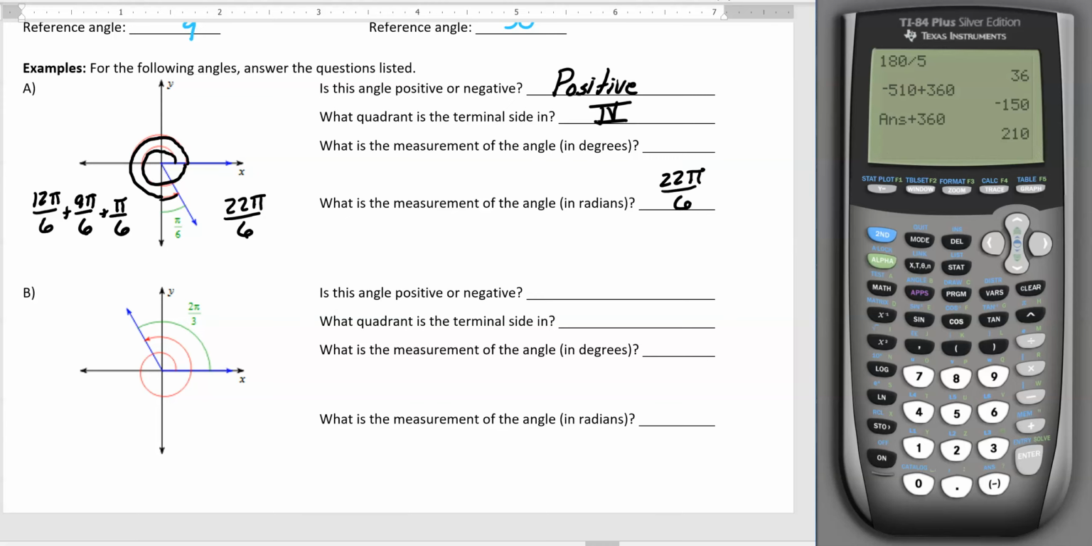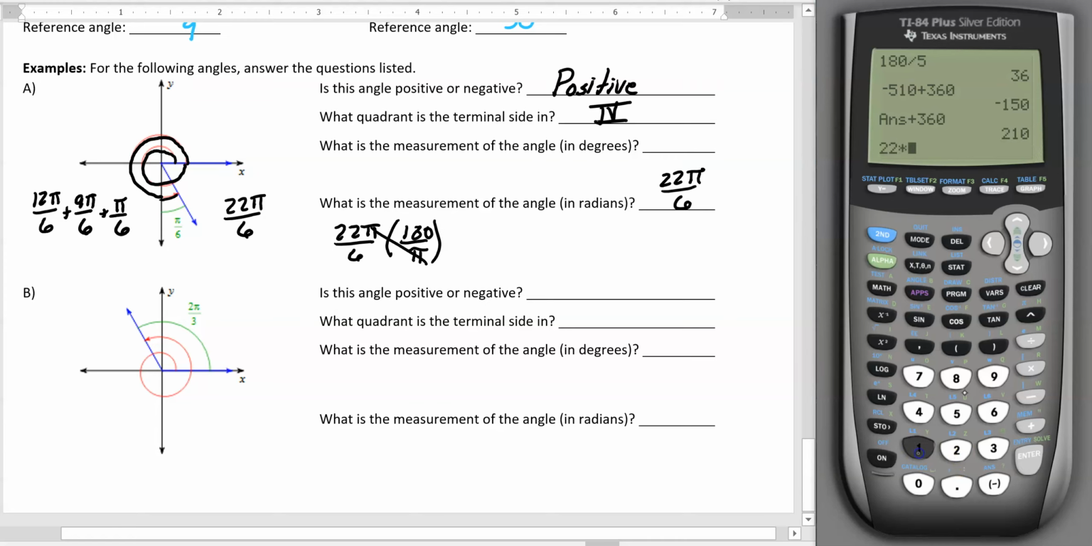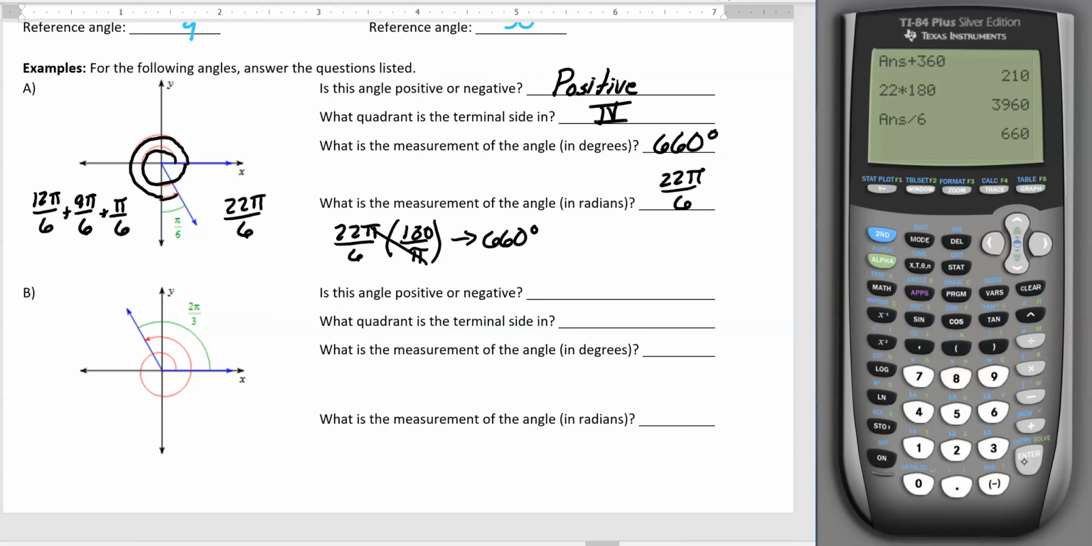Now, what's the measurement of the angle in degrees? Well, to convert, I do 22 pi over 6 times 180 over pi. The pi's cancel, so I would do 22 times 180. It's 3,960, and I'm dividing that by 6, and I get 660 degrees. So see how we're getting angles that are more than one entire rotation, and we can see that from the rotation. That's why showing that rotation is so important.